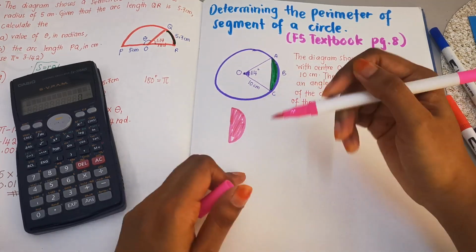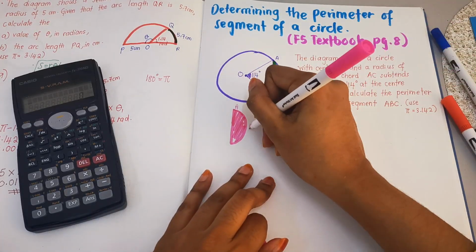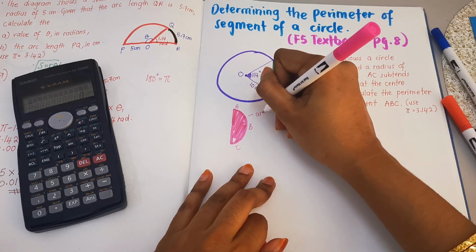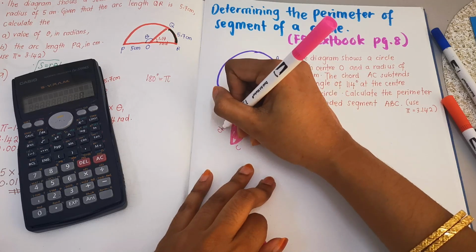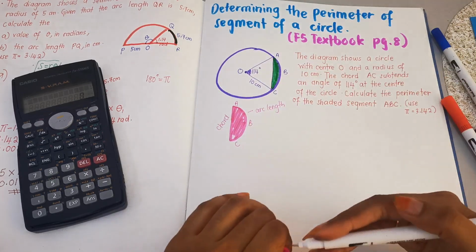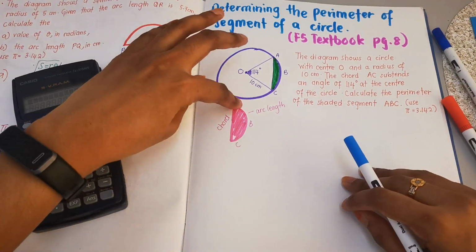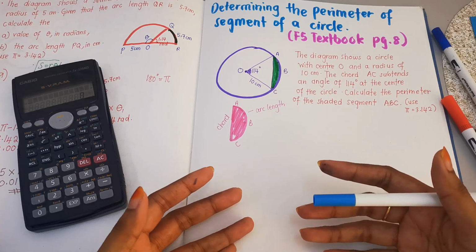Take note, you only need the length of ABC. You need this length, which is the arc length, the length of arc, and we need this chord. This part is called the chord. We need the chord length. So there are two things that we need to find. If we can find this and this, we can just add them together.